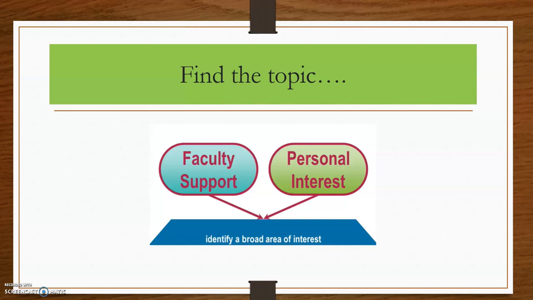One more thing, even though the internet tells you that this issue, for example issue A, is very important now, and everybody wants to know about it, but you are not interested. If you push yourself to do it but you're not really interested, it's hard for you to complete the thesis. So, whatever it is, when you find information or a topic from the internet, in a broad area, you must reflect on the faculty support and also your personal interest.